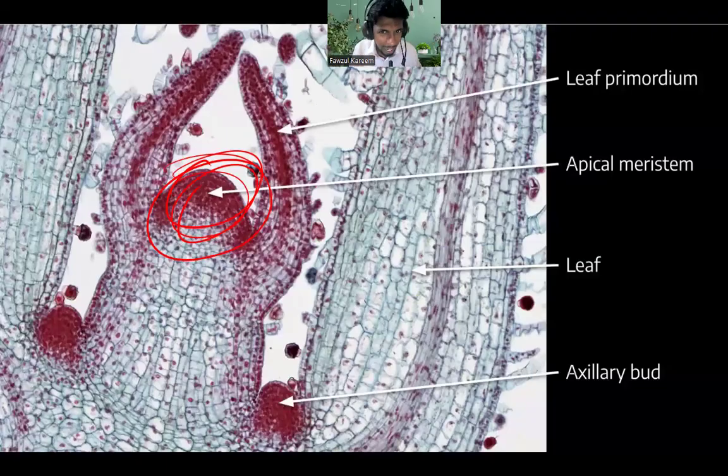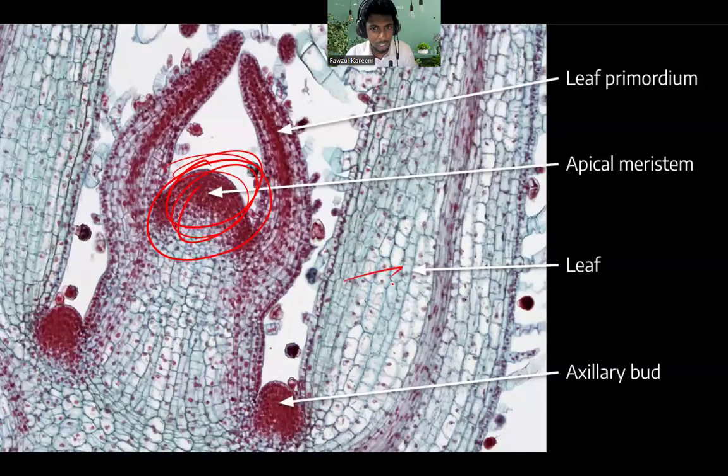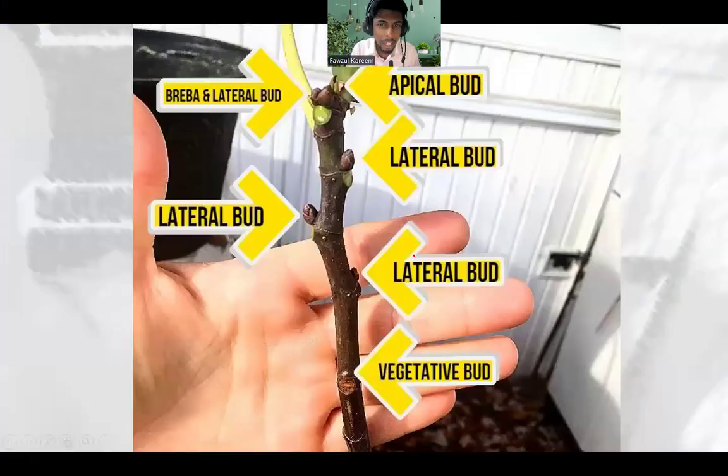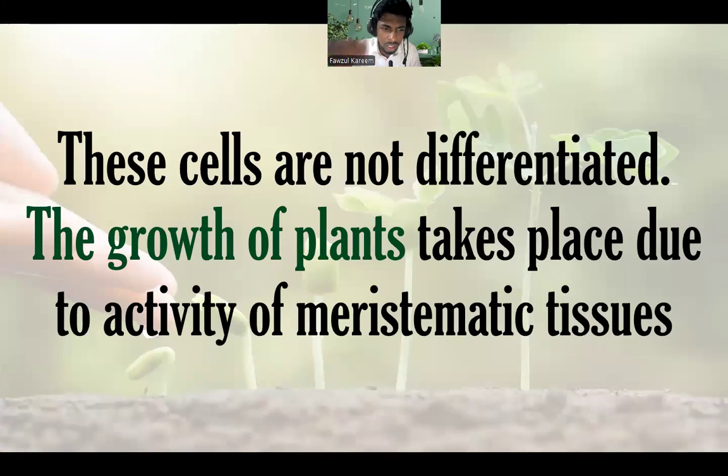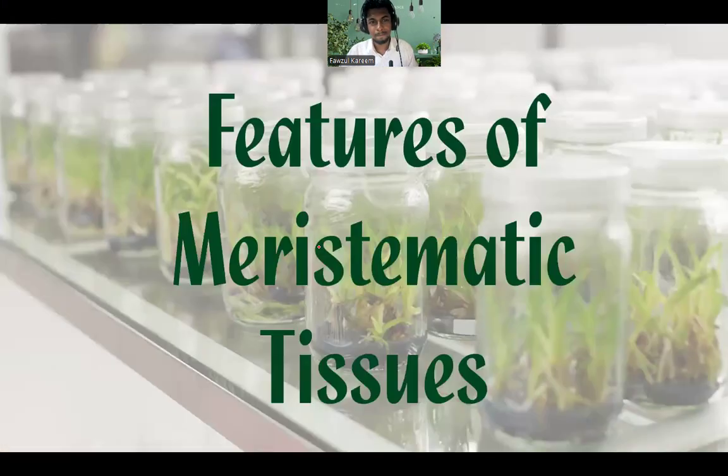So the locations where growth happens in the plant, in those places the meristematic tissues are there. For example, at the tip of the plant, the apical bud, we have the meristem. Because of the activity of the meristem, the height will increase. At the root tip we have the meristematic tissue, so the height of the root will increase. The function of the meristematic tissue is to make the growth of the plant.